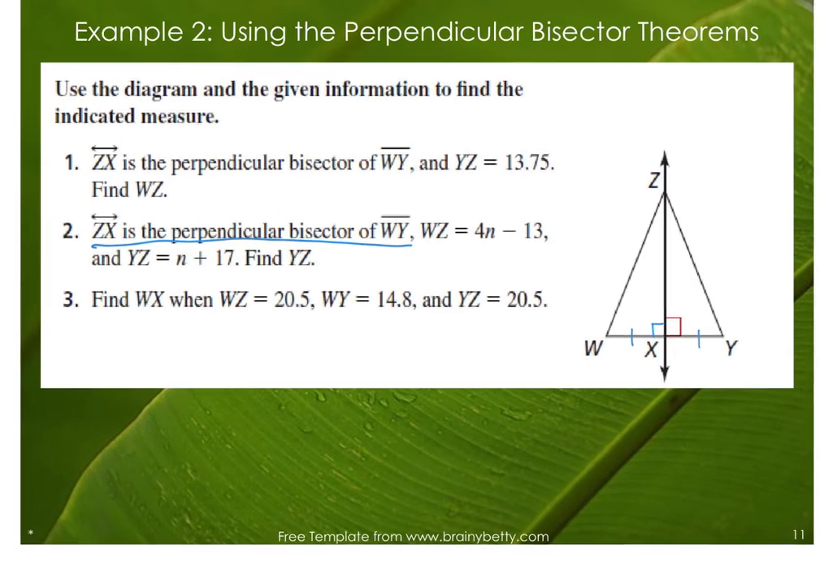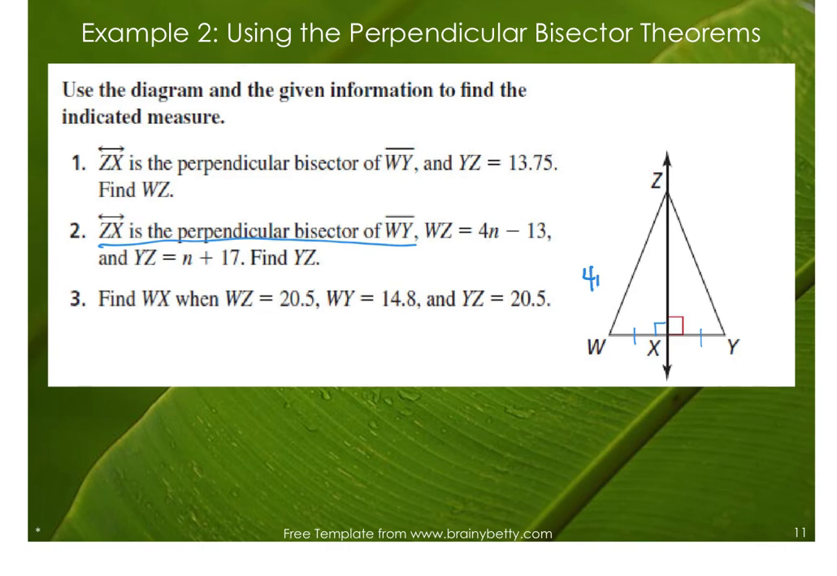And WZ is 4n minus 13. And YZ is n plus 17. What do you guys think I do? Okay, so we're going to write 4n minus 13 equals n plus 17. Now, why did I set those two equal to each other? Savannah?